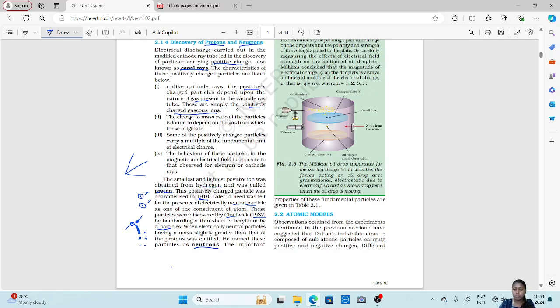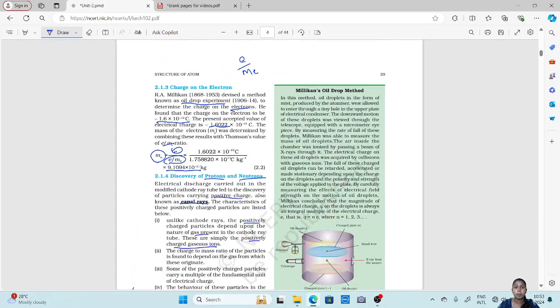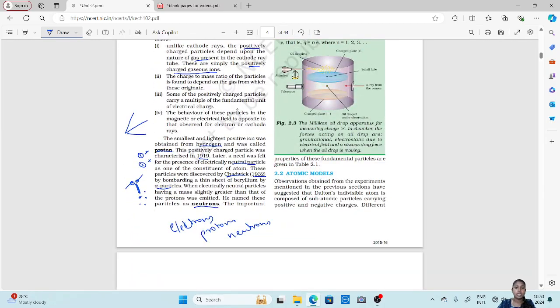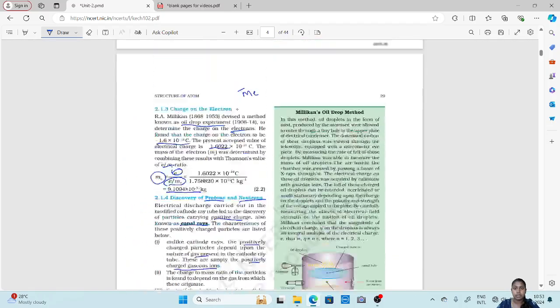So now we have electrons, protons and neutrons. The important properties of these fundamental particles are given in the table.